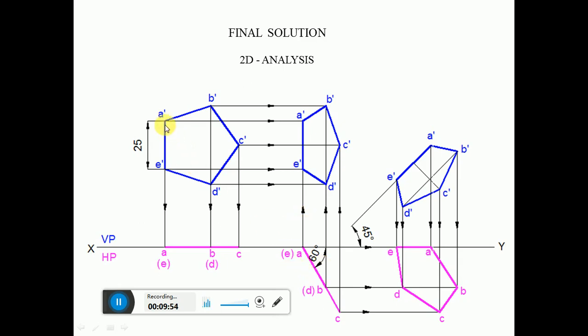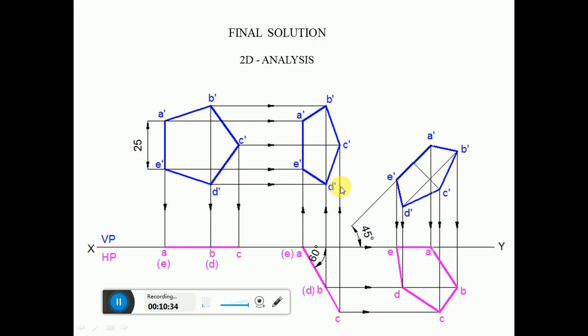Now we need to draw the front view. That means I am looking from the front and drawing this view here. Draw a vertical projector from AE and draw horizontal projectors from A dash and E dash to intersect at this A dash here and E dash here, and mark the points as A dash and E dash. Similarly, draw horizontal projectors from B dash and D dash and vertical projectors from B and D. Both will intersect at B dash at this point and D dash at this point, and name them B dash and D dash.